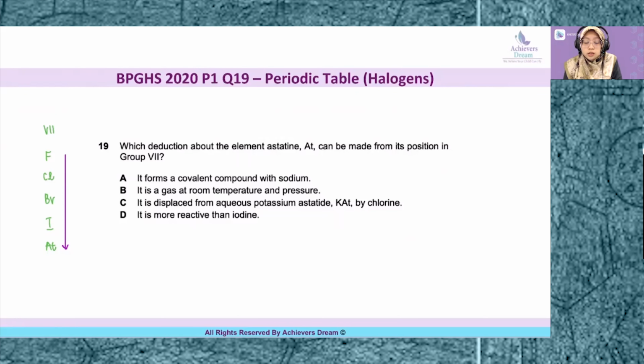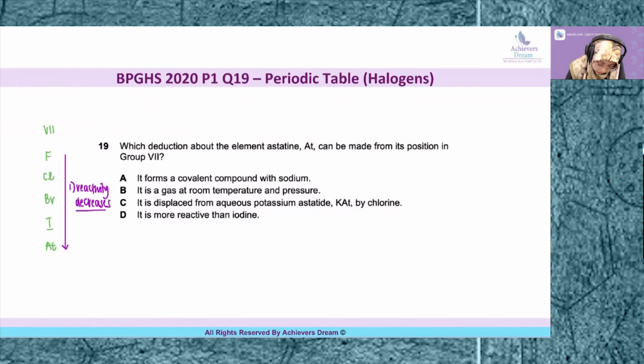Question 19 is testing students on the topic of the periodic table, and the group that we are focusing on is the halogens, elements in group 7. Before we attempt the question, let's recap the trends going down group 7. The first trend is regarding reactivity. Going down the group, reactivity decreases.